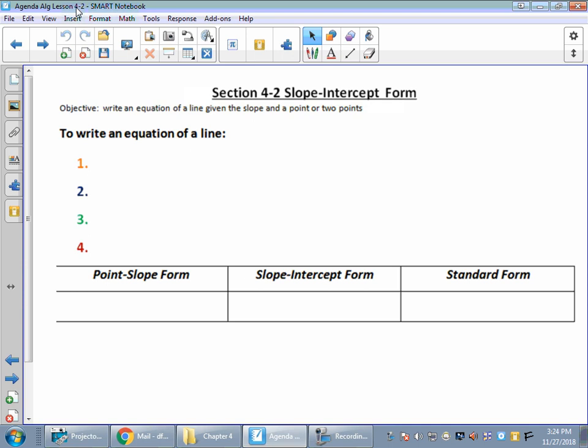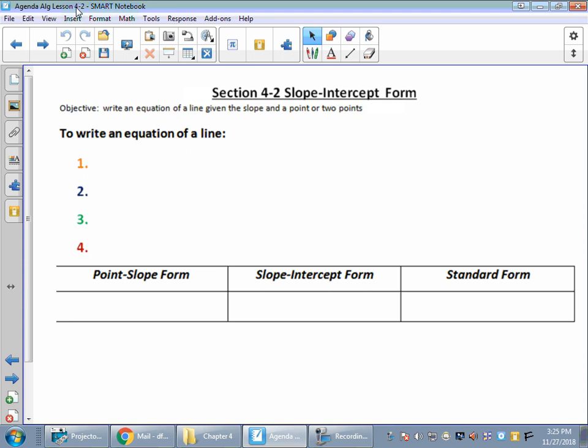We've also done standard form back in chapter 3. So now we've kind of learned about all three equations: slope-intercept, point-slope, and standard form. So now our objective here, as you can see, is to write an equation of a line given the slope and a point, or 2 points it might give us. And we're going to write it in whatever equation they want it in. So we'll go through those.